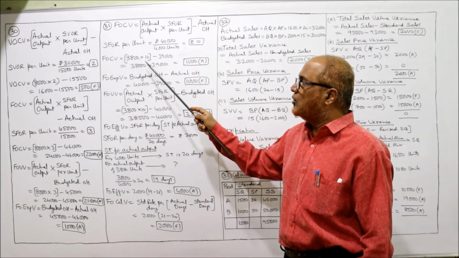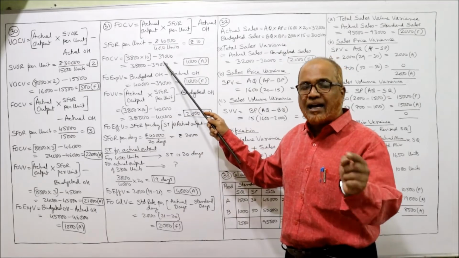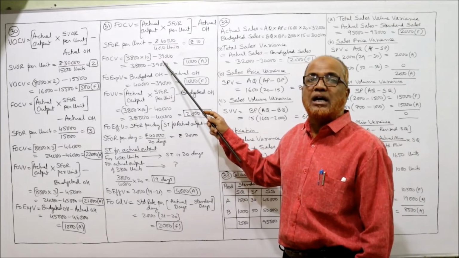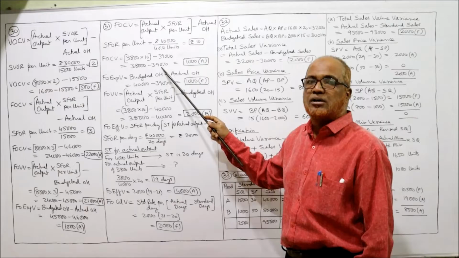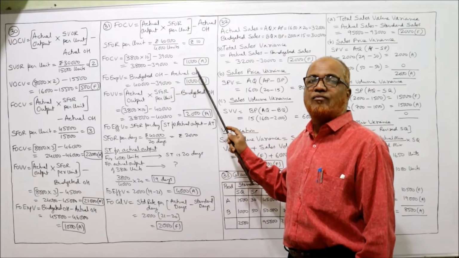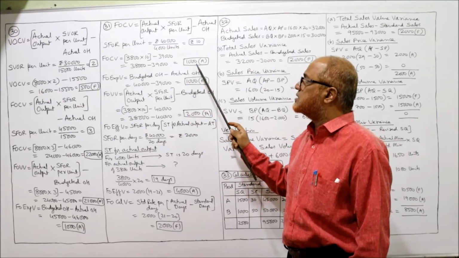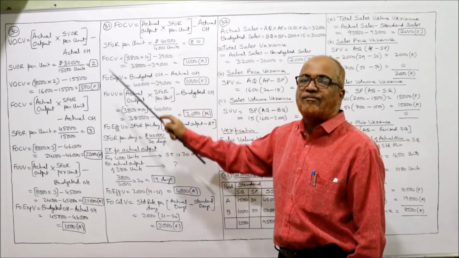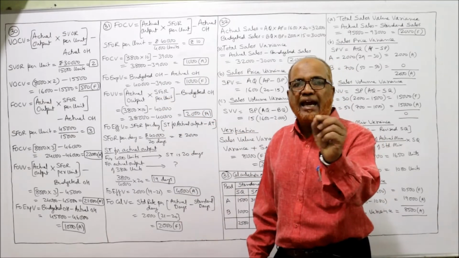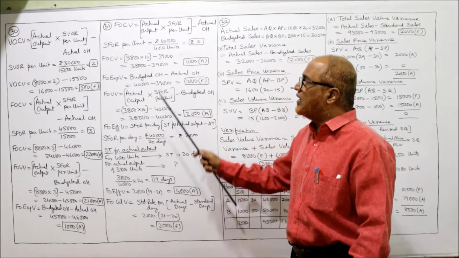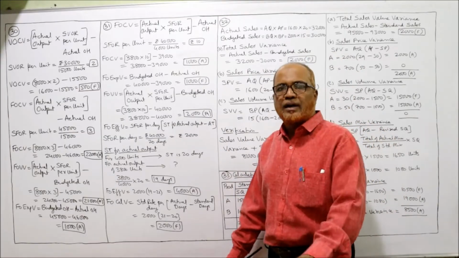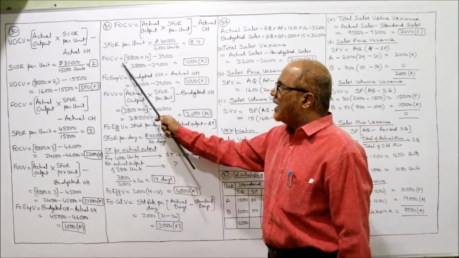So 3,800 into 10, 38,000, minus actual fixed overhead incurred, given in the problem, 39,000. 38 minus 39,000, 1,000 rupees adverse. What is this 1,000 adverse? FOCV. Negative variance is adverse. Here we are getting negative. That's all. One variance we have completed, FOCV.